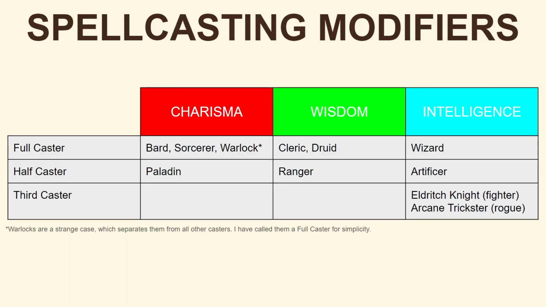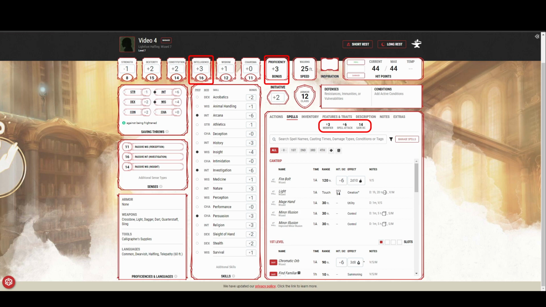Your spellcasting modifier is determined by your class and broken down as such: charisma, wisdom, and intelligence-based casters. This explains why my wizard with an intelligence of 16 has a +6 spell attack modifier and a spell save DC of 14.